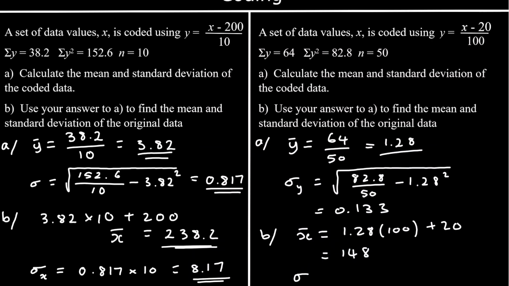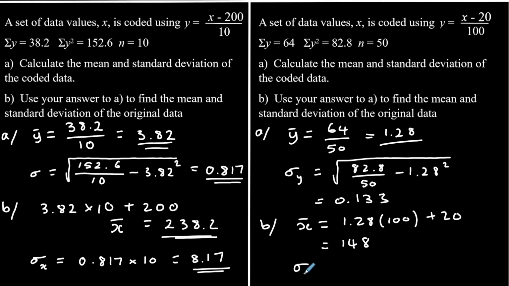And the standard deviation. The standard deviation is affected by the dividing by 100. But adding or taking away does not affect the spread of the data. So to undo it, we're going to times by 100. So 0.133 times 100 will be 13.3.